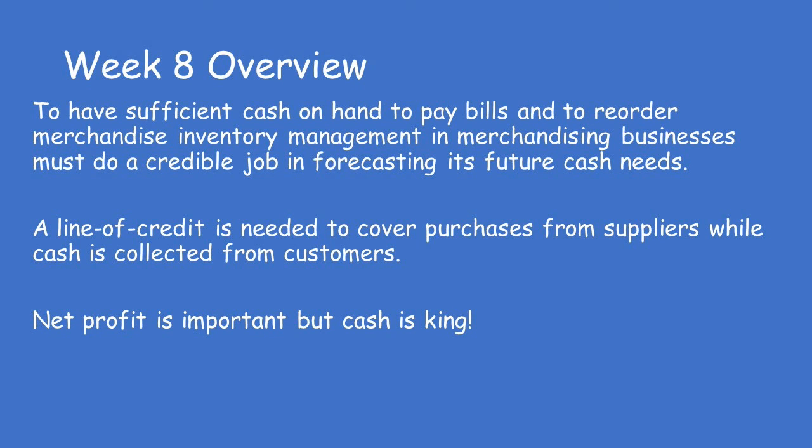Now, to have sufficient cash or cash flow, if you will, on hand to pay bills and to reorder merchandise inventory, management in a merchandising business must do a very good job in forecasting its future cash needs. Typically, a line of credit is needed to cover purchases from suppliers while cash is collected from customers. So you've kind of got this outgoing cash need to pay suppliers, but you're still waiting for your ship to come in, if you will, on the sales that you made.